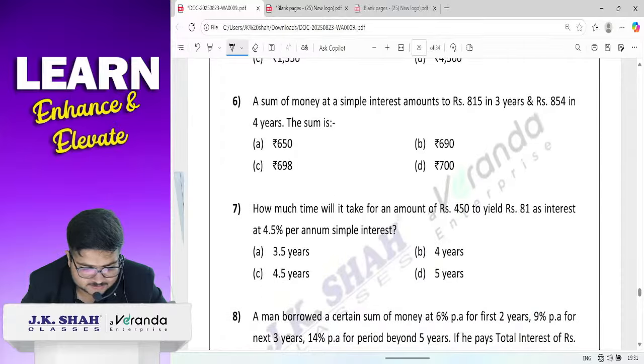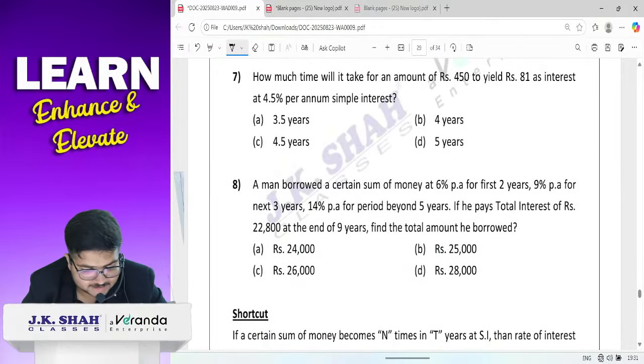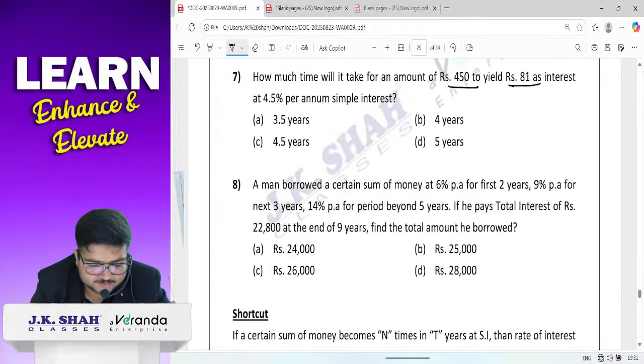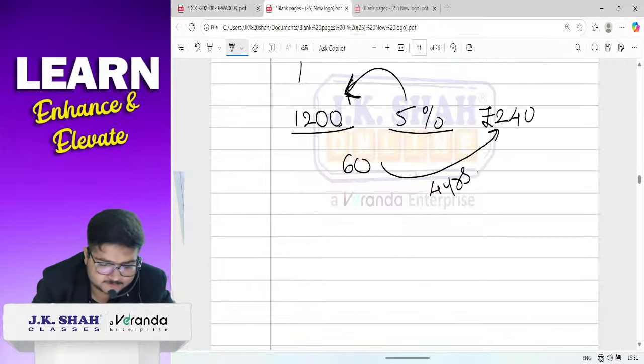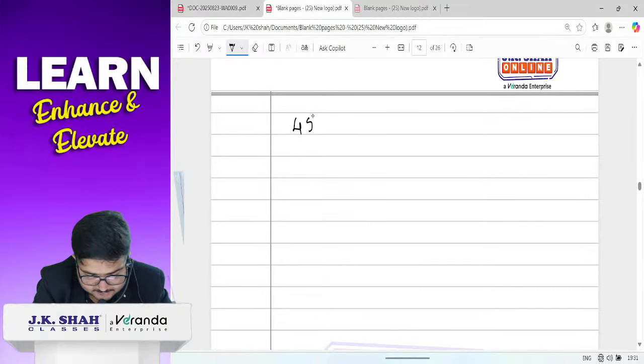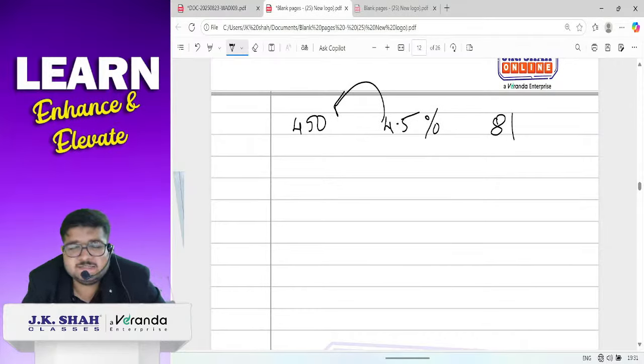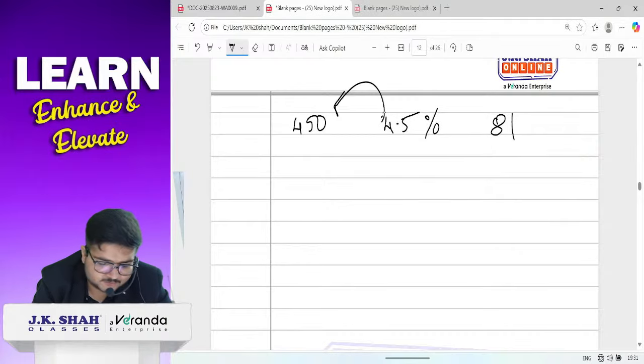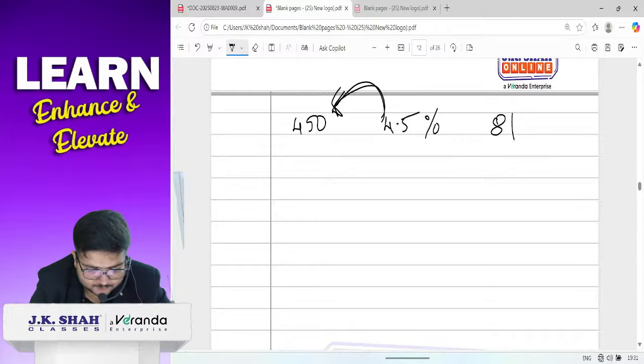Similar sum is the seventh sum. How much time will it take for a sum of 450 to yield interest of 81 at 4.5% per annum? If a person is getting 4.5% interest on this 450 every year, in how many years will 81 rupees be collected? So first we will find 4.5% of 450.